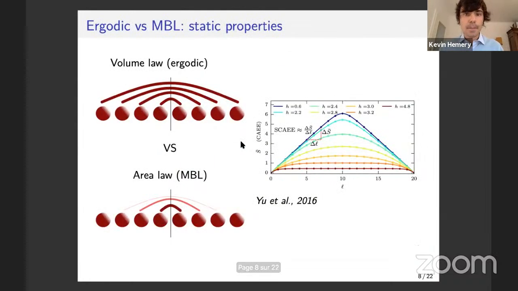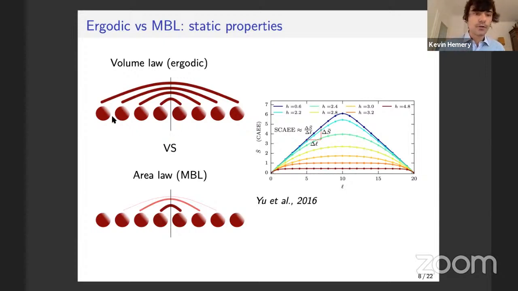Okay, so now we have seen this first difference between ergodic and MBL. Now let's look at the eigenstates. Let's look at the static properties to understand the difference better. When you look at the entanglement of the eigenstates of a generic ergodic system, you expect to have volume law. In practice, what volume law means is that every site is entangled with every other site. In particular, if you take the bipartite entanglement with a cut, the entanglement will strongly depend on where you take the cut, right?